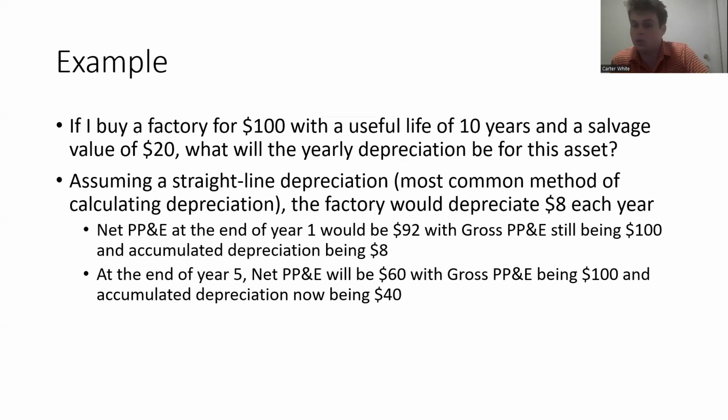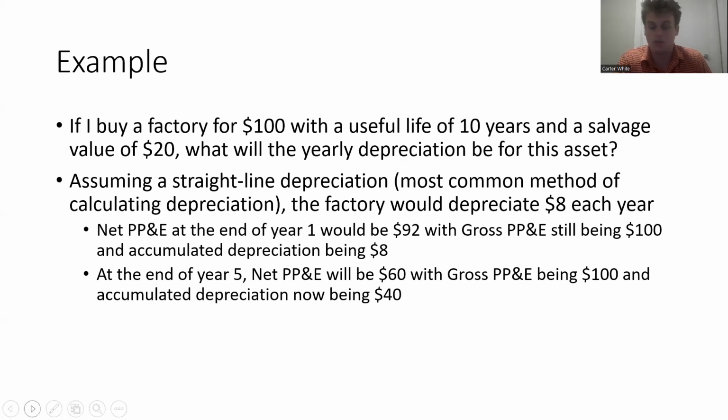Gross PP&E would be 100, and then accumulated depreciation would be $8 because we accumulated a total amount of $8. At the end of year 5, net PP&E will now be 60. Your gross PP&E, which never changes because it's just the purchase price at which you bought an asset for, is still 100. And accumulated depreciation would now be $40 because you've incurred $8 of depreciation for 5 years. So that's why your net PP&E would be $60.